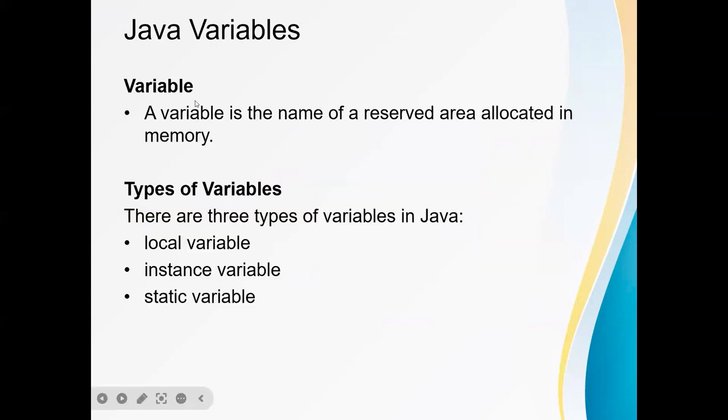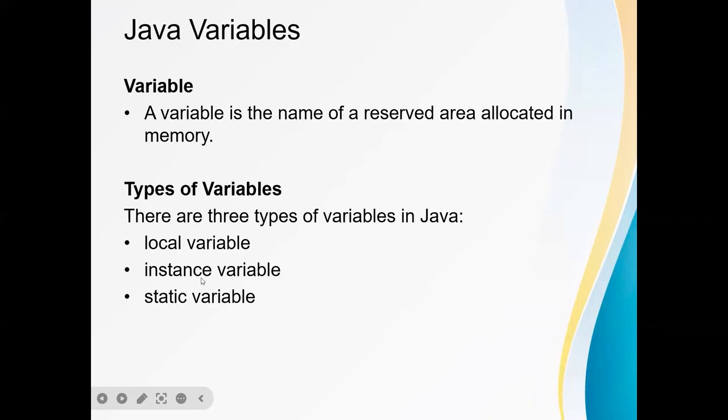Okay, so variables are there. So variables, total 3 we have. Okay, so one is local variable, instance variable, and static variable. So now what is a local variable? Variables which are declared inside the method. Okay, variables which are declared inside the method. Okay, so the scope of the local variable is there only for that particular method. That is local variable.